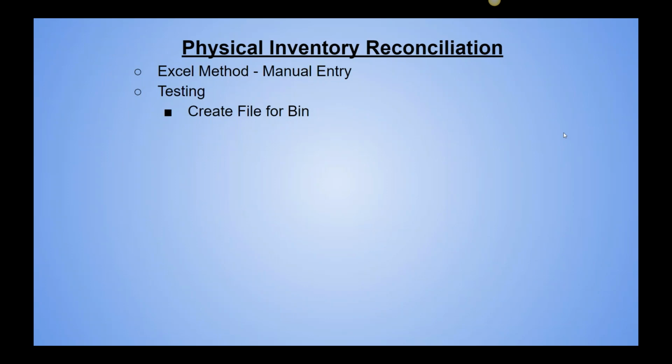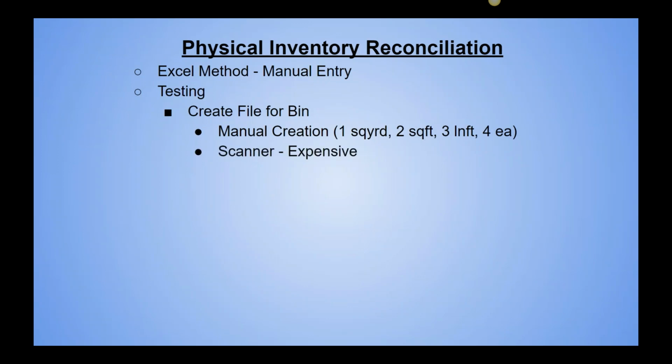Like I say, I'll come back to that in just a second here though. So we created a file for that bin, and then you're going to test that out, right? And then the manual creation, those are the 1, 2, and 3 that I already explained. Scanners are expensive, so make sure you do it this way first before you go buy the scanner. You're going to load the file like I just did, go through the reports like I just did, okay?